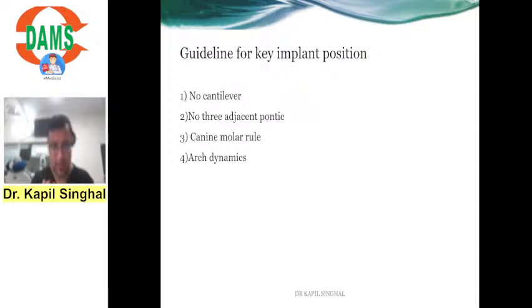The first principle is over an implant you should not give any type of cantilever. No cantilever over implants. The second principle is no 3 adjacent pontics. It means in between 2 implants, maximum 2 pontics are allowed, not more than 2. The third principle is the canine molar rule. A canine molar rule means whenever a canine or a molar is missing, it cannot be a pontic, it cannot be a cantilever, there should always be an implant below it.